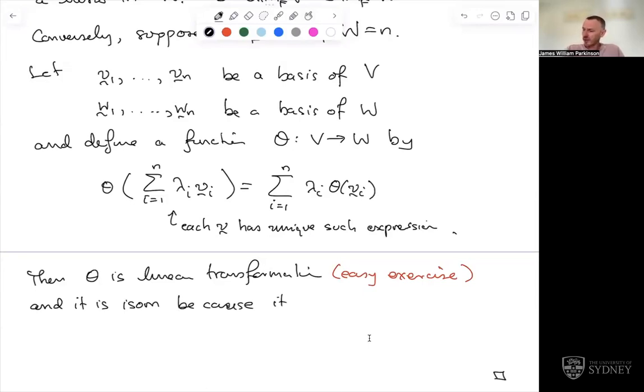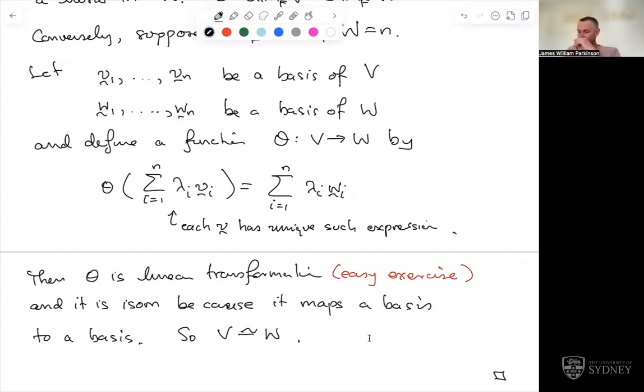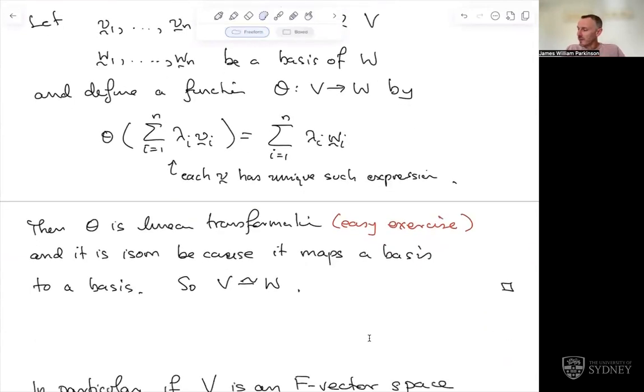So a basis to a, sorry, I did something stupid up here. I meant to write W here, of course. Sorry. Yeah, W_i. It's an isomorphism because it maps a basis to a basis. So V is isomorphic to W. Good. Okay, so that's the way that one goes.